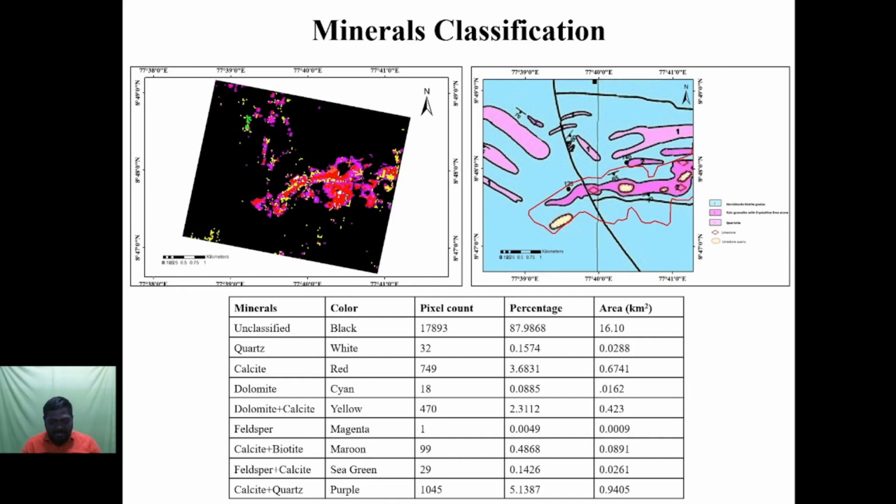That is calcite plus dolomite, and calcite plus quartz. So we need to carry out the purest form of calcite, which is represented by the red color pixel. Calcite plus dolomite is represented by the yellow pixel, and calcite plus quartz is represented by the purple color. So finally we can say that the calcite is carried out with the spectroradiometer in a very precise manner, and we get around 0.6741 square kilometers for our study area. So it is only for this area.